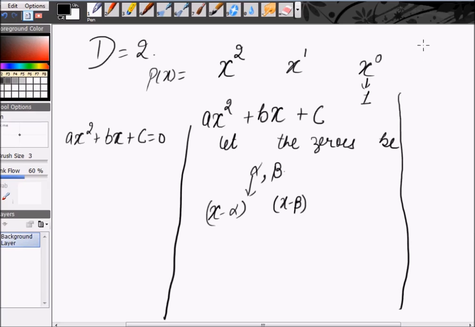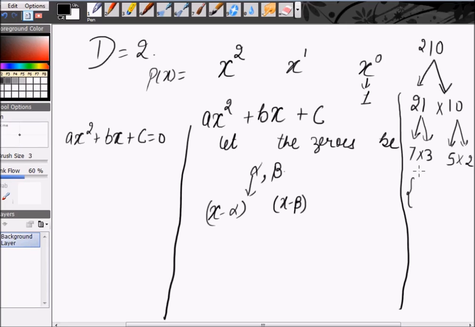Now, consider a number, say 210. We can factorize it as 21 into 10, which can be further factorized as 7 into 3, and the 10 can be factorized as 5 into 2. Therefore, all in all, the set of factors of 210 will be 2, 3, 5, 7, 10, 21 and 210.